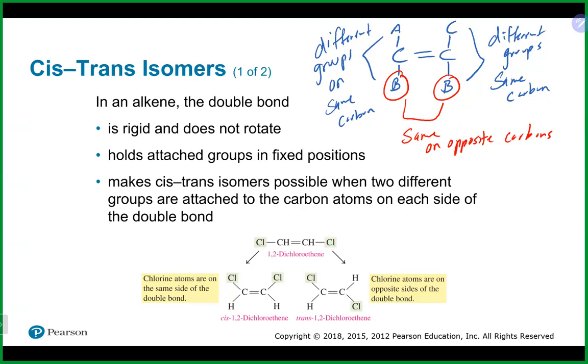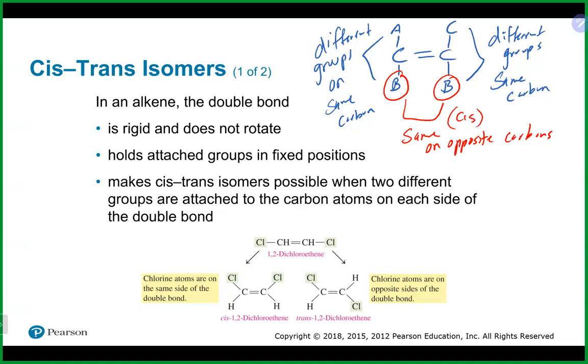You have to look at each carbon in the double bond, and it's only the double bond that you should be concerned with. Are there two different groups on each of those carbons? Secondly, you need some type of group that's the same on opposite carbons. In my example, this would be a cis isomer, as each of those B's is on the same side of the double bond.